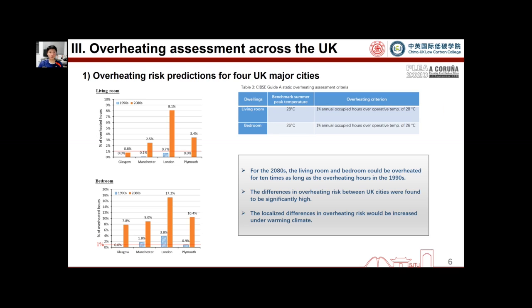Okay, then I would like to show you the first finding of the study. Here shows the overheating risk under changing climate. I used the static overheating criteria. As you can see from the figure, compared to the 1990s, the overheating risk increases substantially by the 2080s, and the differences between the 4 UK major cities are significant. Interestingly, under warming climate, the differences between the cities are even higher. So we should focus on the warming climate.